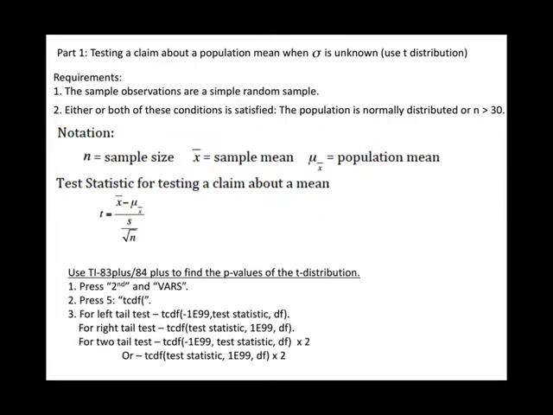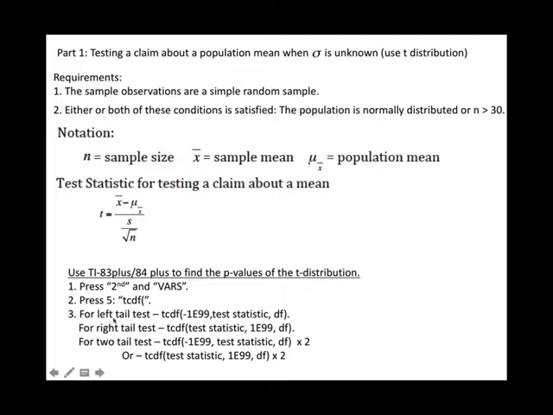The first thing we need to know is how to find the p-values. In sessions 8.1 and 8.2, we learned how to find the p-values for the z-distribution. But since we are working with the t-distribution, that will be totally different. This is the procedure for using the calculator to find the p-values.